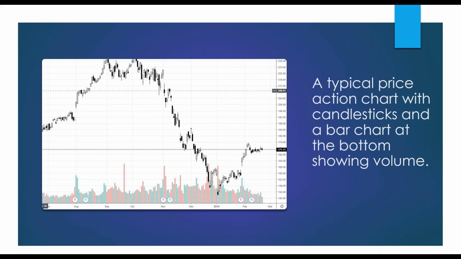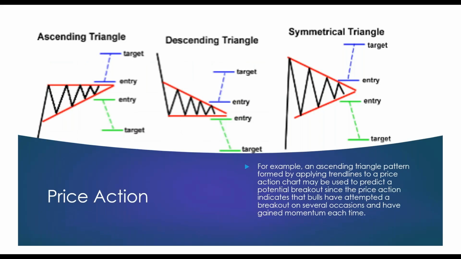The typical price action chart with candlesticks and a bar chart at the bottom showing volume. This is the most popular today. Volume is crucial when making trading decisions and looking at price action, because ultimately whatever price is telling you, if the traders are not supporting it, even though your price action is telling you the markets are going down and you should be shorting something, if volume isn't supporting that, it means the traders are moving to the side because they're not sure it's going to continue down.